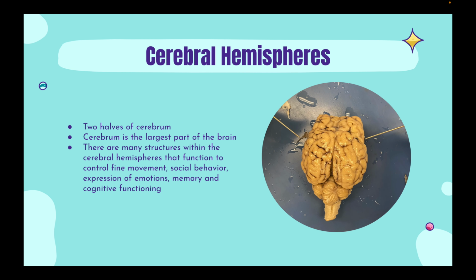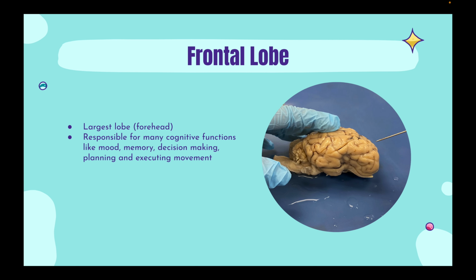The cerebral hemispheres are 2 halves of the cerebrum. The cerebrum is the largest part of the brain, and there are many structures within the cerebral hemispheres that function to control fine movement, social behavior, expression of emotions, memory, and cognitive functioning. The frontal lobe is the largest lobe near the forehead. It's responsible for many cognitive functions like mood, memory, decision-making, planning, and executive movement.